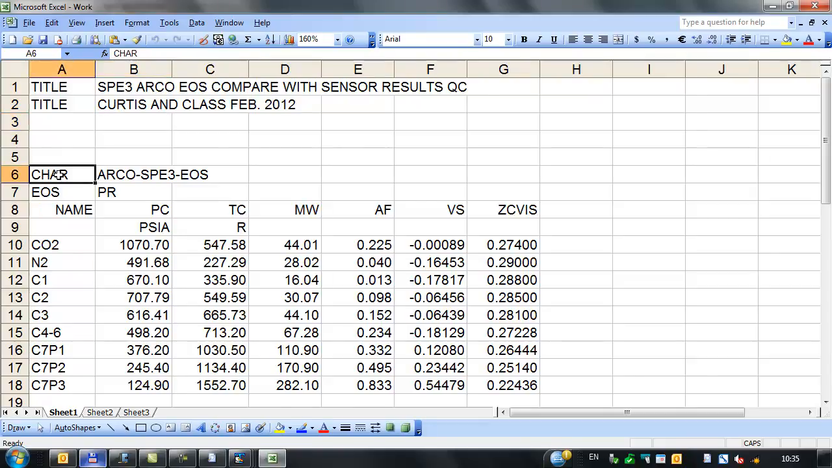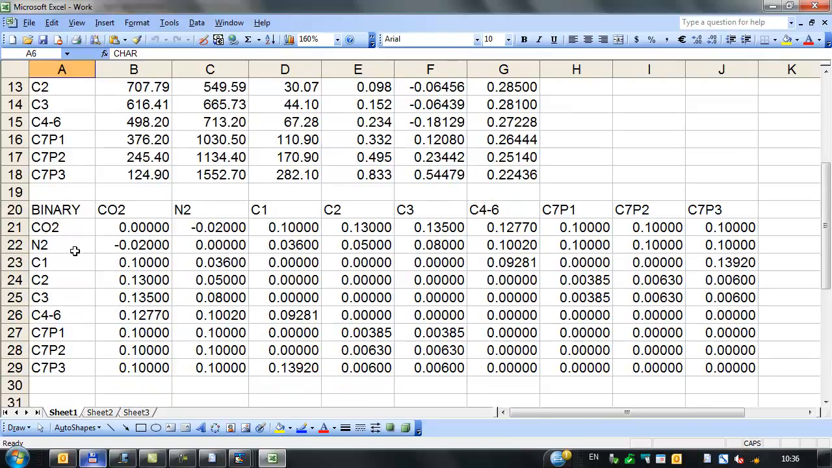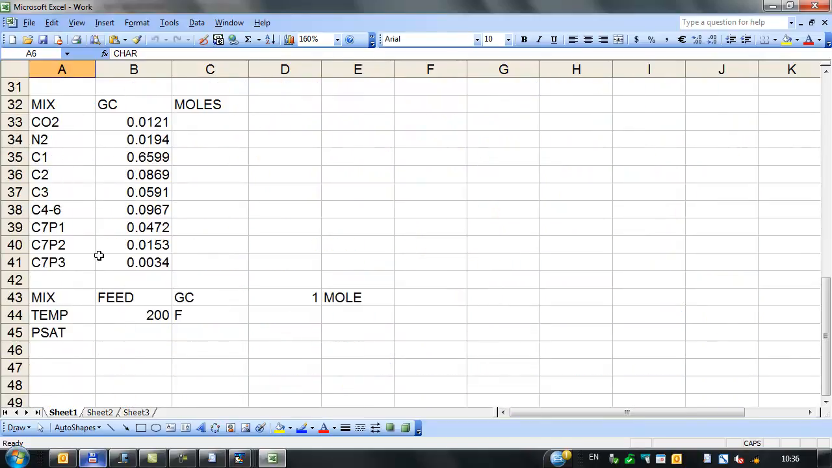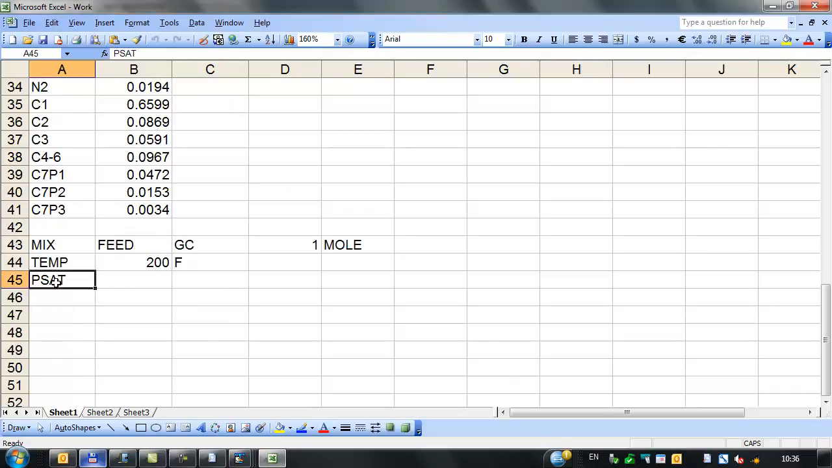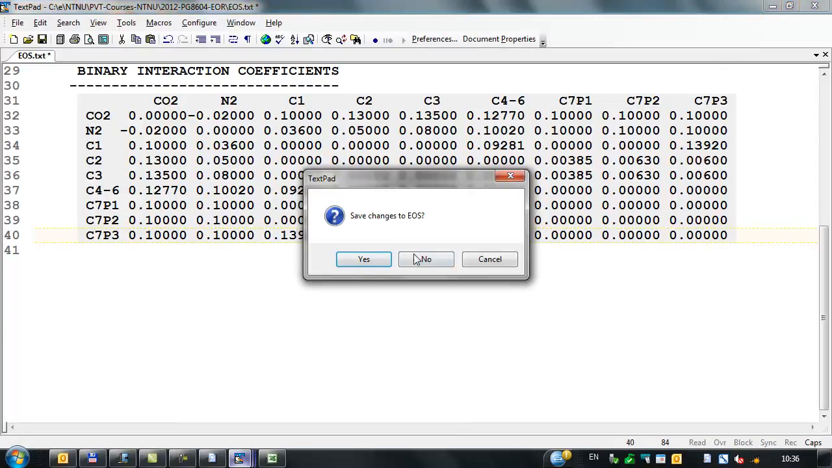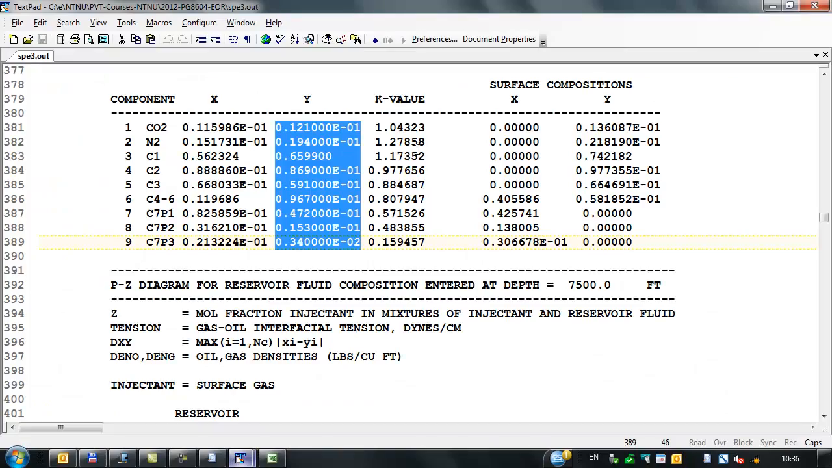And then we got the characterization, and we have all the properties we need. We've got molecular weight, TCPC, eccentric factor, volume shift, critical Z factor. For the viscosity, we've got the binary interaction parameters. We've got a composition. And then we'll do a saturation pressure calculation, and from that, it will give us some K values that we'll compare directly with. This we don't need to keep. We'll compare directly with these K values.